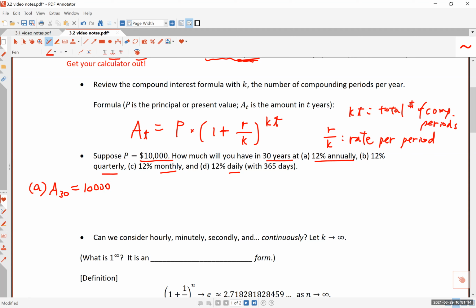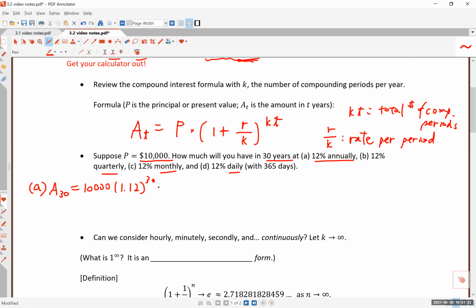So first I have 10,000 multiplied by, what's going on here? In A, it's annual. So this is 1.12. I can just go ahead and write 1.12 because this is an annual compounding account.